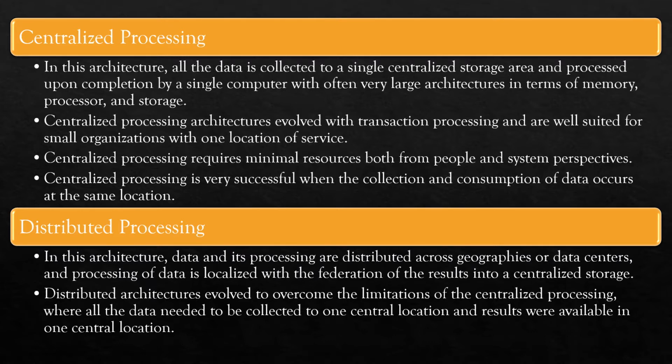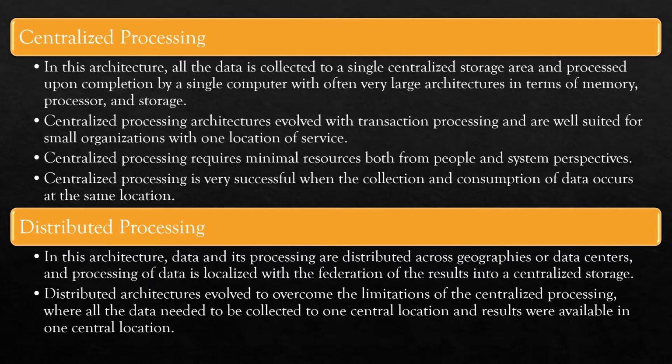There is one single centralized storage, and this storage is processed by a single computer, but often a very large one in terms of memory, processor, and storage. Because it has only one single computer, the storage, memory, and processor have to be very large. Centralized processing evolved with transaction processing and is well suited for small organizations with one location or service. So it is not suitable for big organizations.